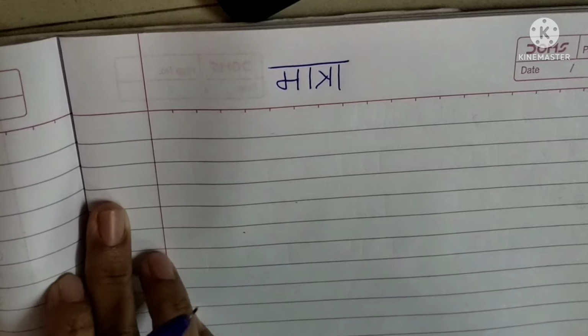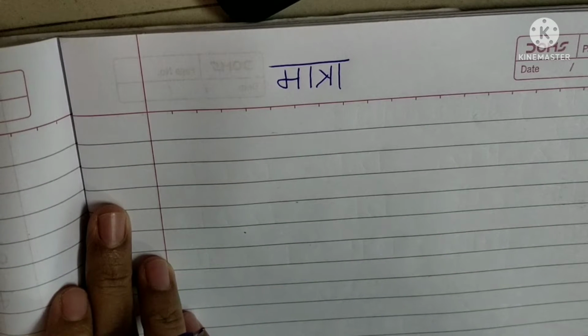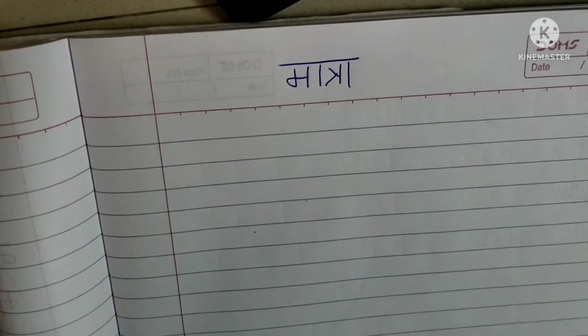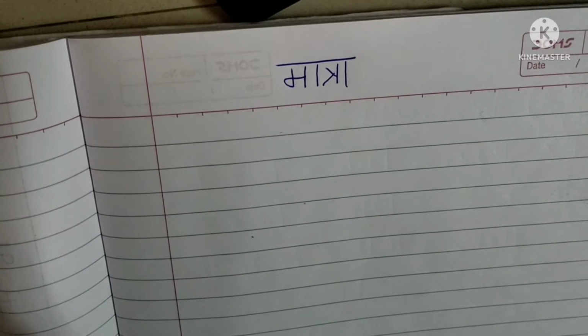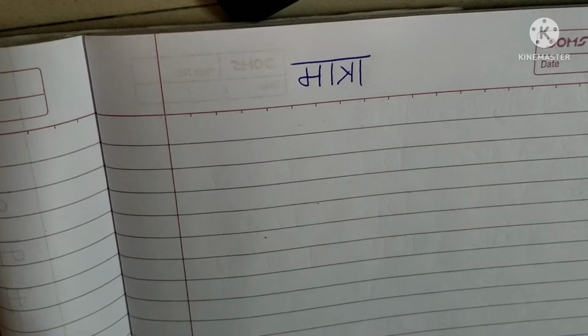Good evening everyone. So today we are going to learn about the most important thing in Hindi word making, that is called matra. Previously we already learned about the vowels and the consonants. From those vowels and consonants we can make a few words. But in a language you use so many words, so without using the matra, without using the vowels in a proper manner, you cannot make each and every word. So today we are going to learn about the matra.